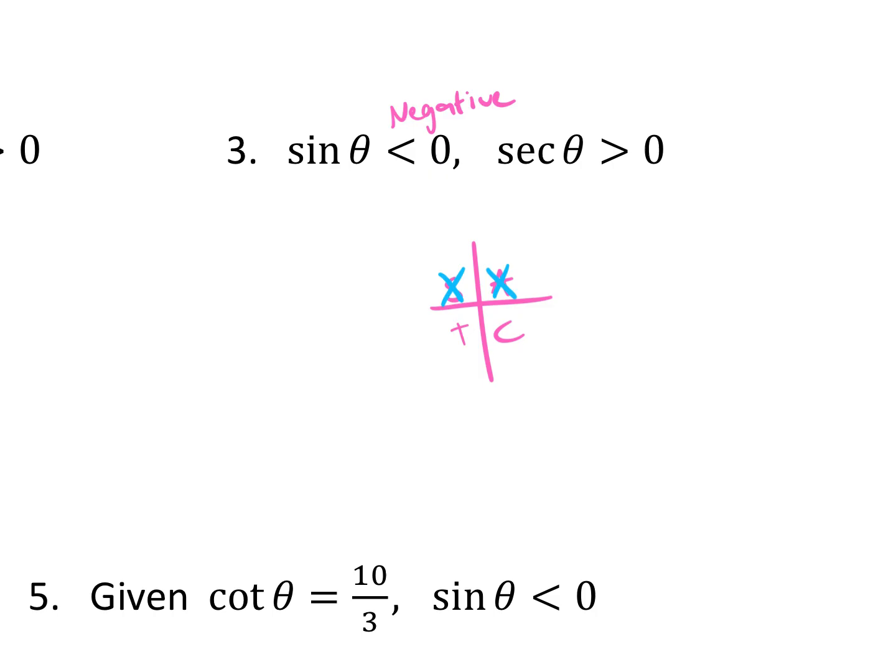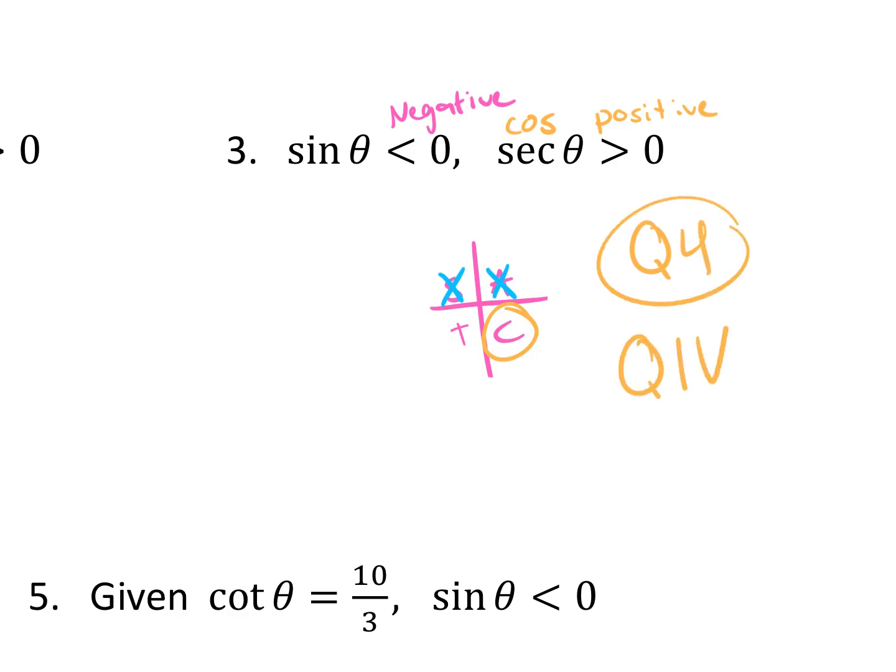Secant is greater than 0. Which trig function does secant go with? Cosine. So cosine is positive. So which quadrant would we be in? Which one? 4. Awesome. So we'd be in quadrant 4, or it'd be written in Roman numerals as IV. Quadrant 4. These are the same.